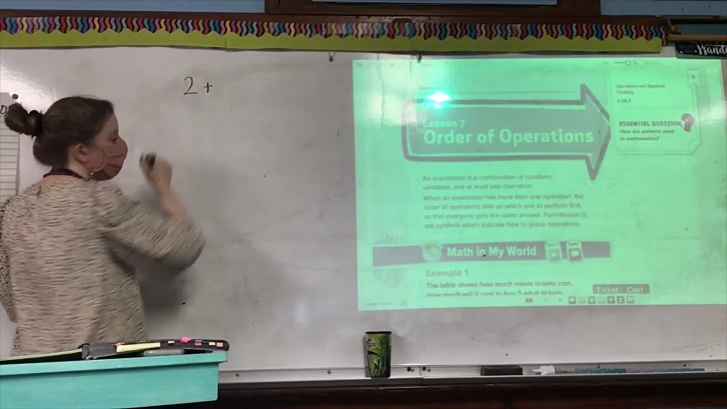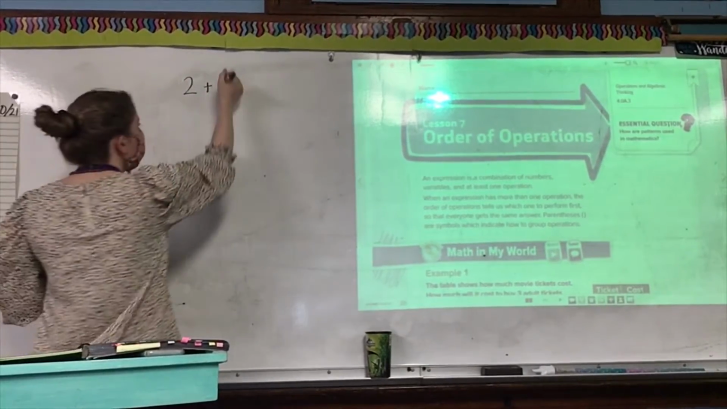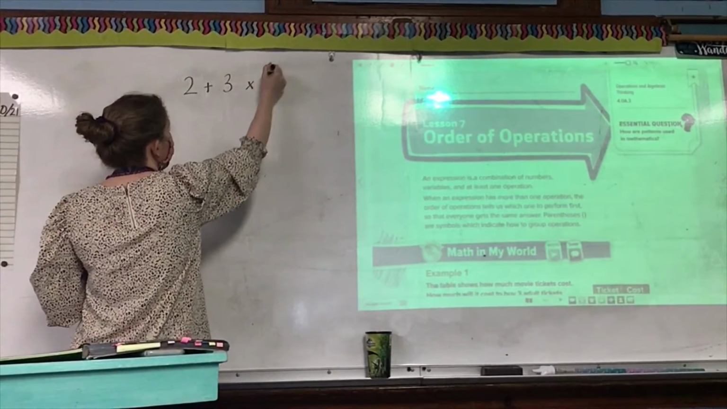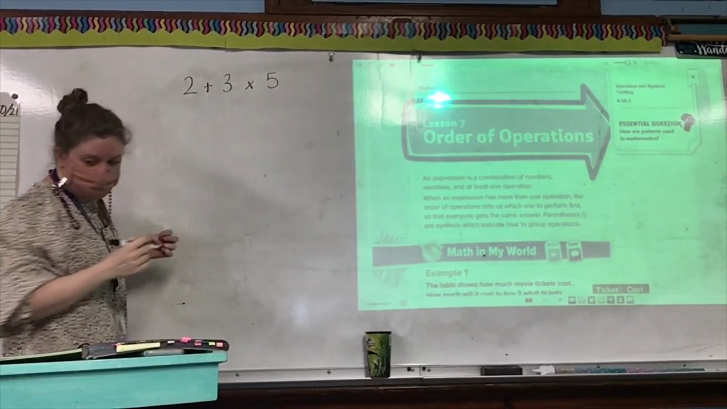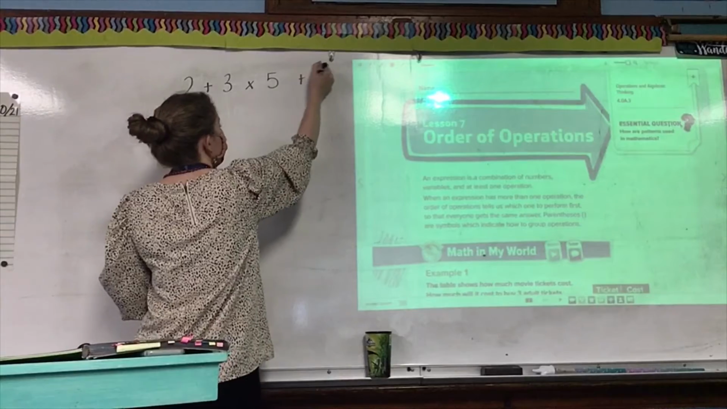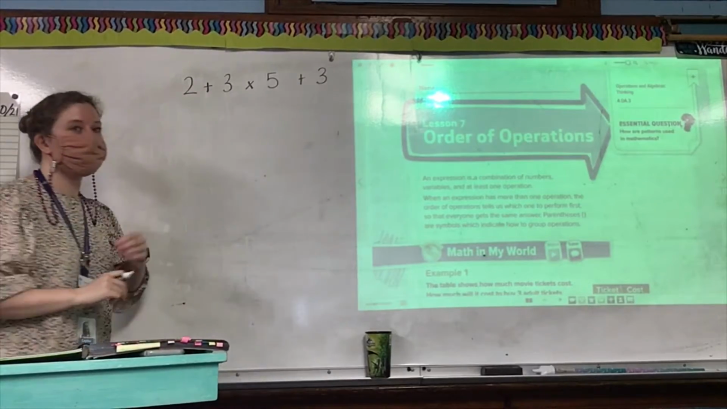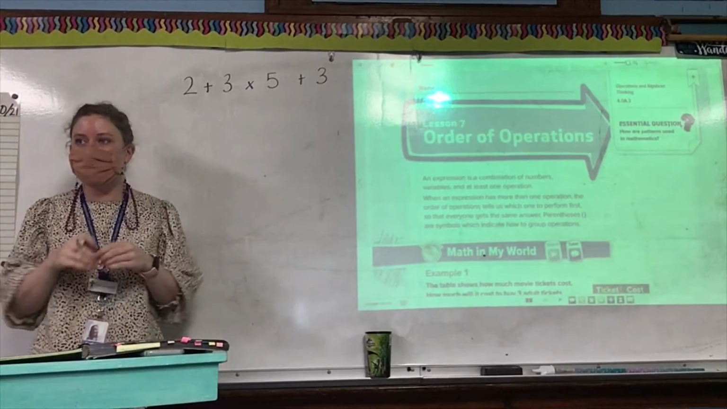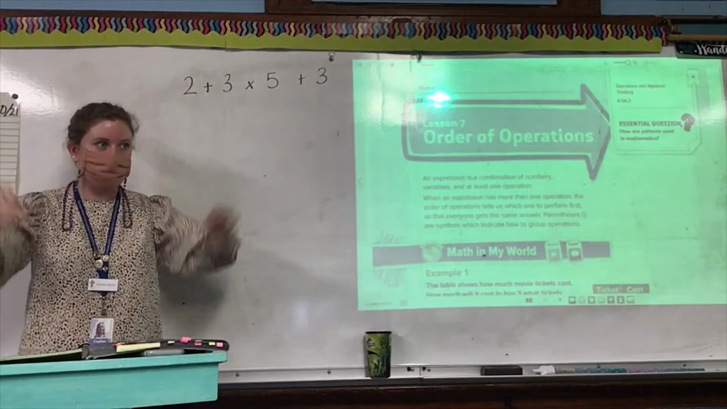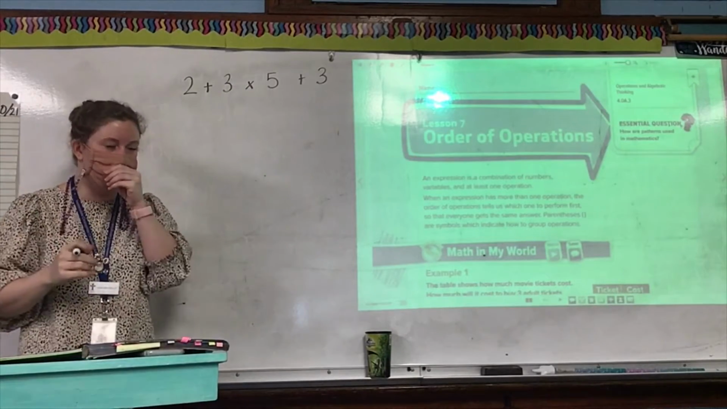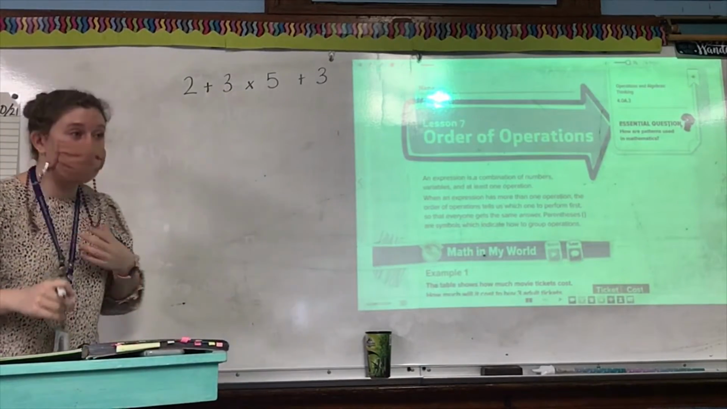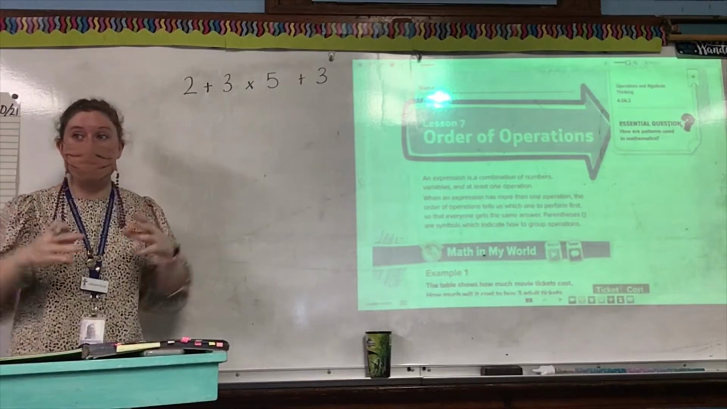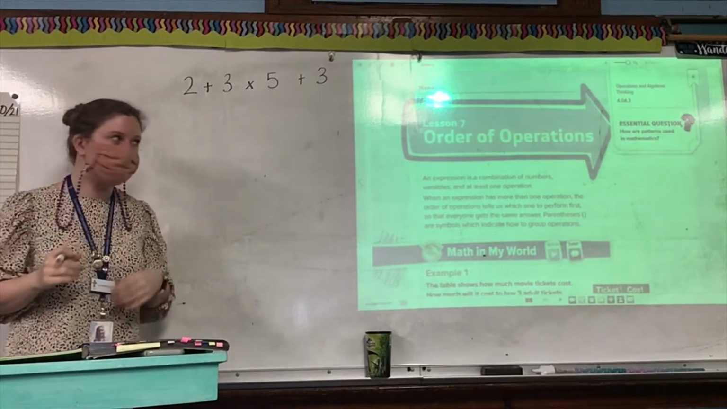2 plus 3 times 5 plus 3. Can we do all of this at one time in our heads, all at once? No, we have to do pieces of it separately and then put it together.